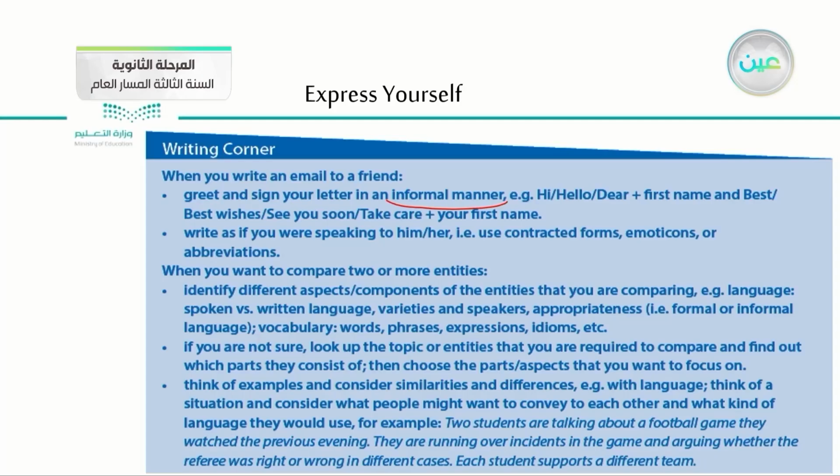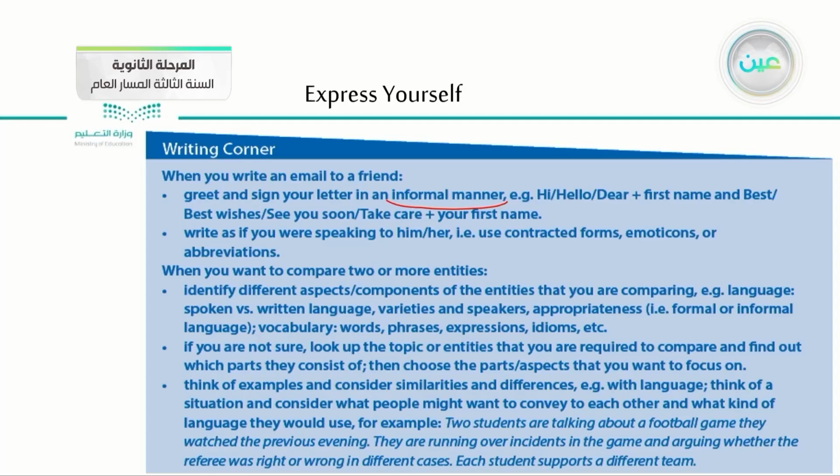When you want to compare two or more entities, number one, identify different aspects or components of the entities that you are comparing. For example, with language, compare the spoken versus written language, varieties and speakers, appropriateness, that is formal or informal language, vocabulary like words, phrases, expressions, idioms, etc. Number two, if you are not sure, look up the topic or entities that you are required to compare and find out which parts they consist of. Then choose the parts or aspects that you want to focus on.